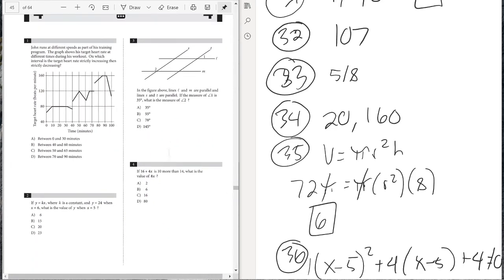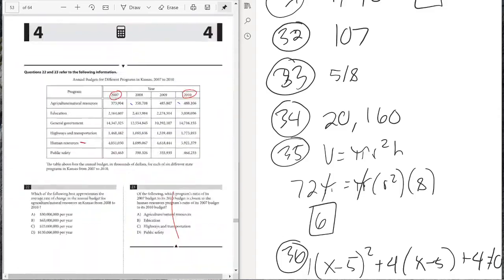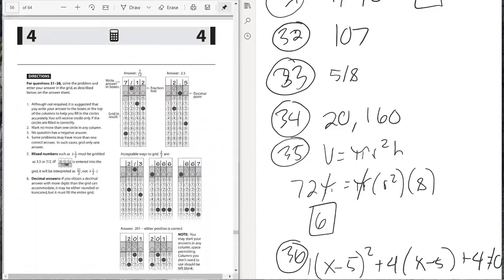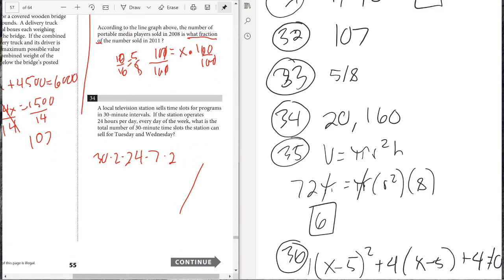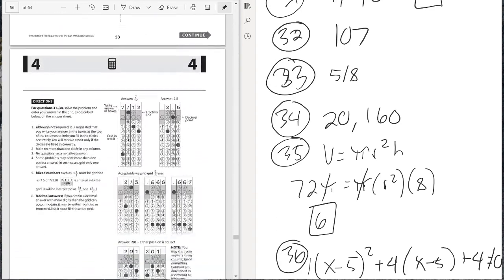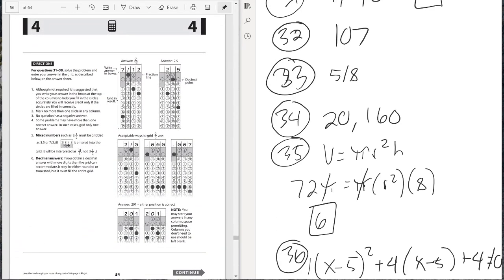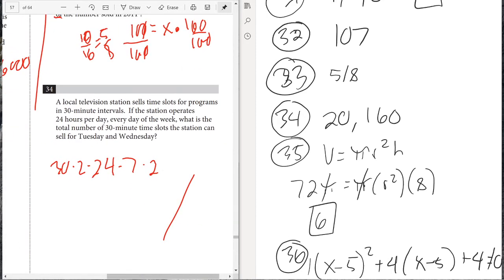20,160. Hold on. 34. 20,160. Does that even fit in a grid? It has 4 things on here, so it does not fit in a grid. Total number of, hold on. So that's 10 in 30 minute intervals. The station operates 24 hours a day, every day of the week. With a total of 30 minute time slots, the station can sell.